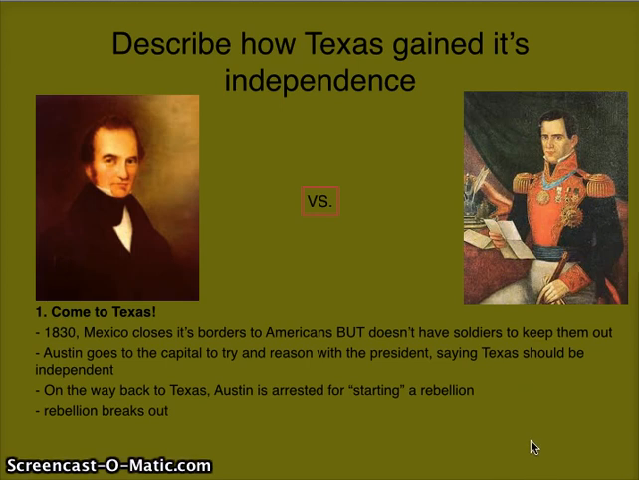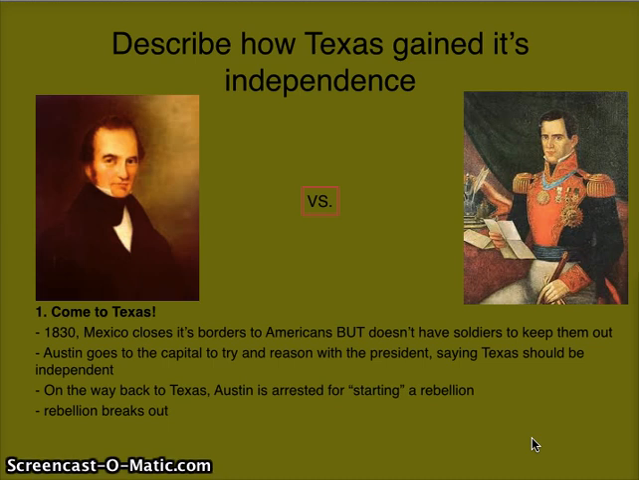So in 1830, this is about 9 years after Mexico has their independence, Austin goes to Mexico City, the capital, from Texas, and he is trying to reason with the president, Santa Anna, that it would make more sense for Texas to be independent from Mexico. And he has a petition. A petition is a document with tons of names signed to sort of support this, saying, look at how many people in Texas support this move for Texas to be its own country.